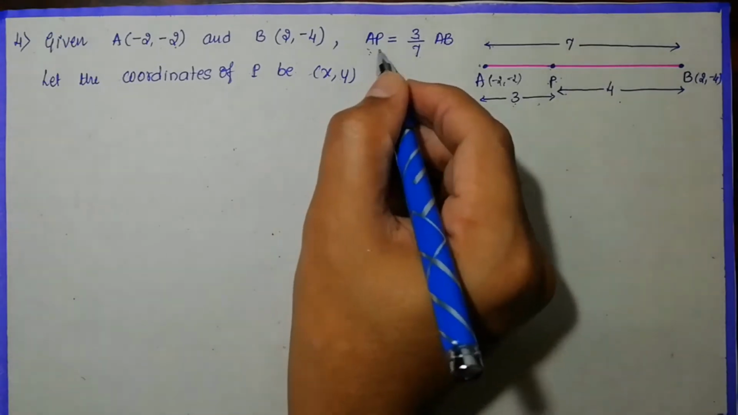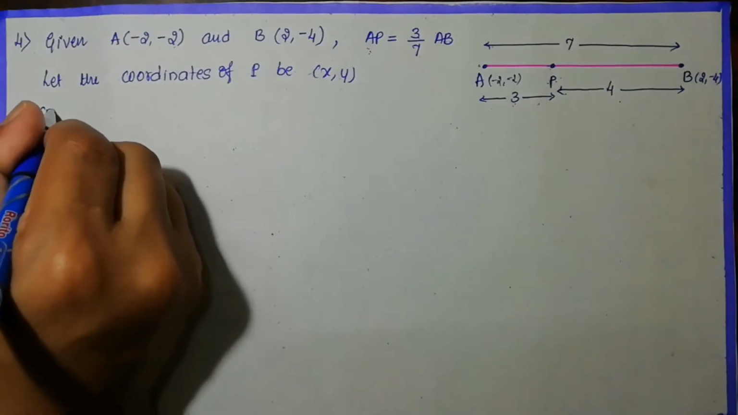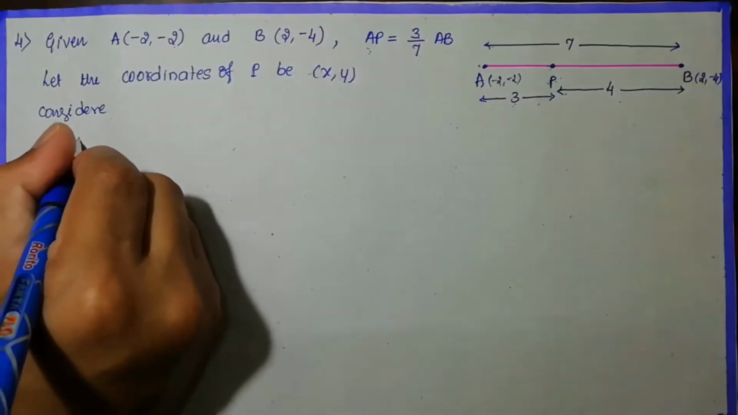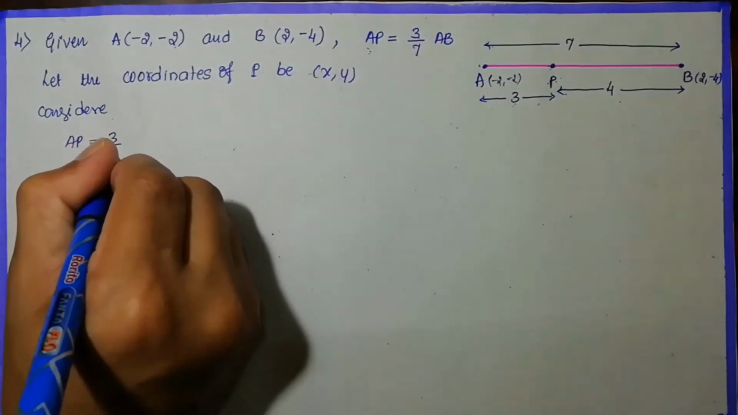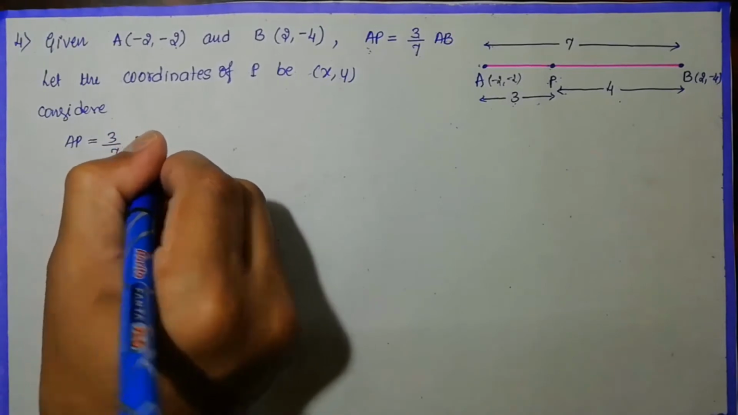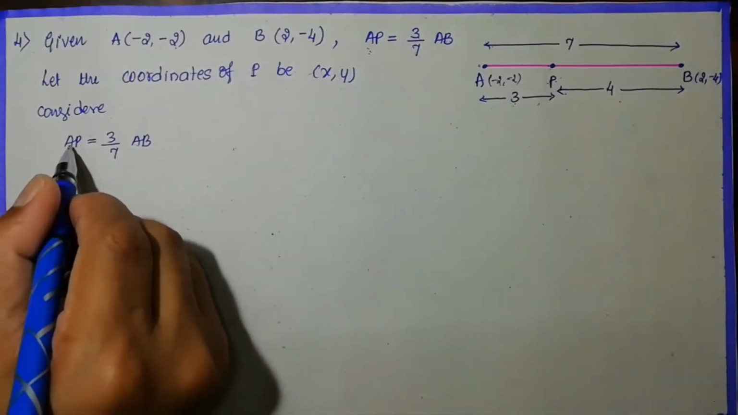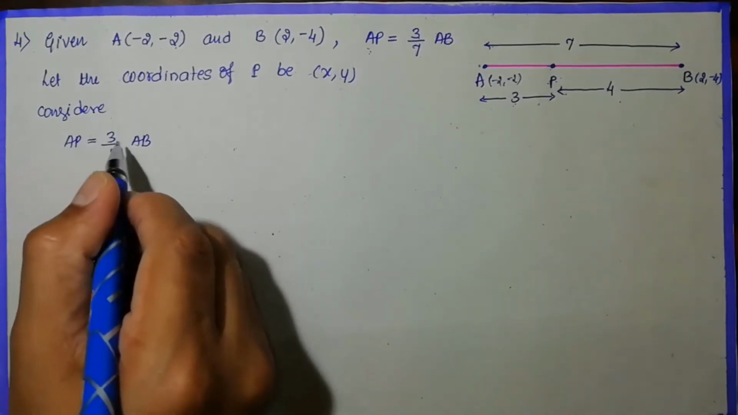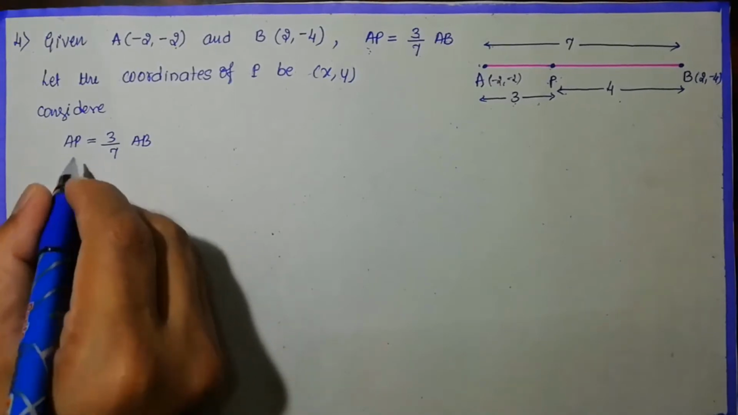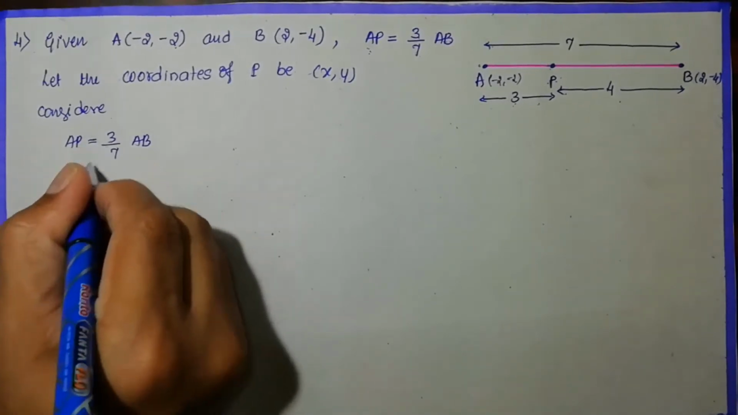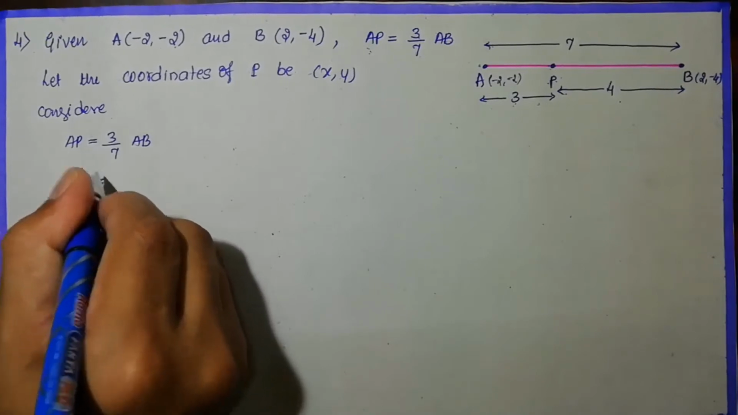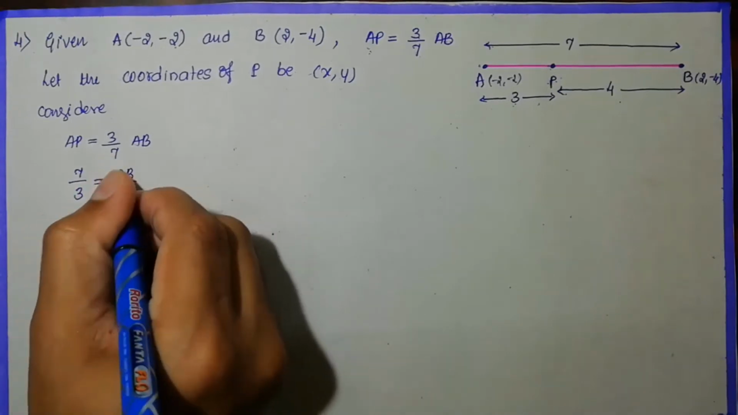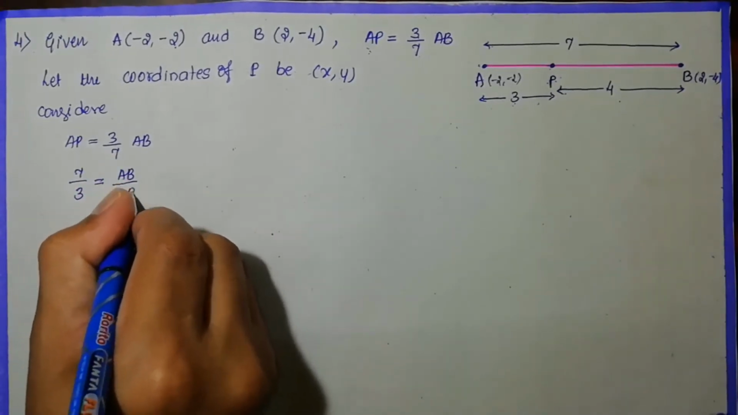Okay, so now I'm going to write on this one. Consider this ratio: AP is equal to 3 divided by 7 AB. Like this. So now I'm going to cross multiply, AP towards the right side and 3 by 7 towards the left side. If you take this, 7 will come to the numerator and 3 will go to the denominator, and I'm going to shift AP towards the right side, means cross multiplication. AB is present here only, and AP, like this.